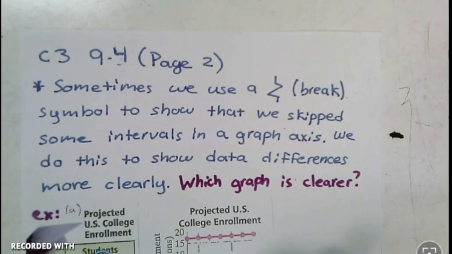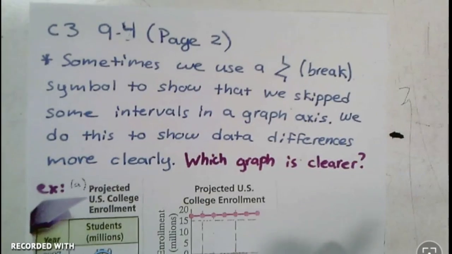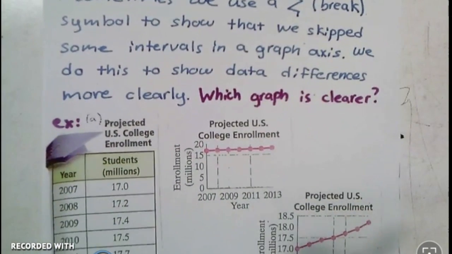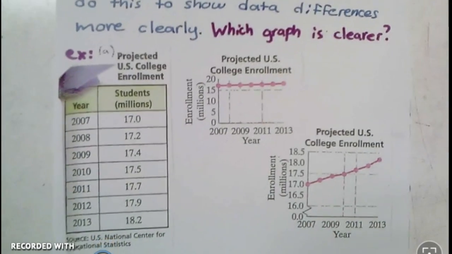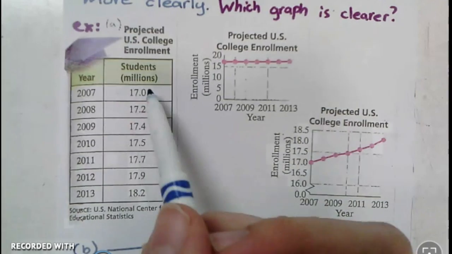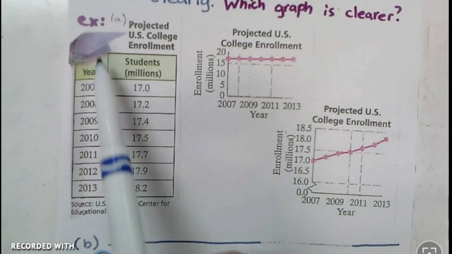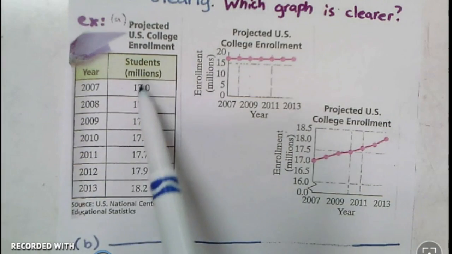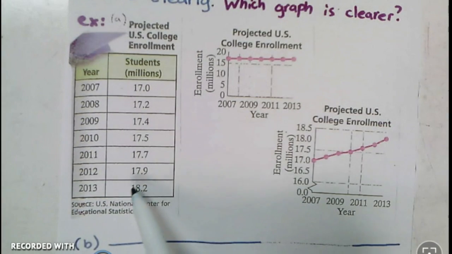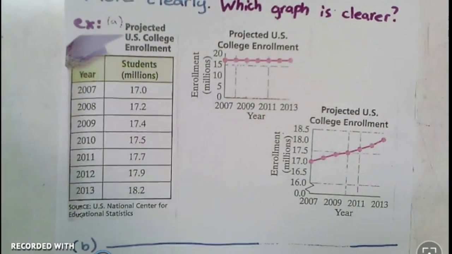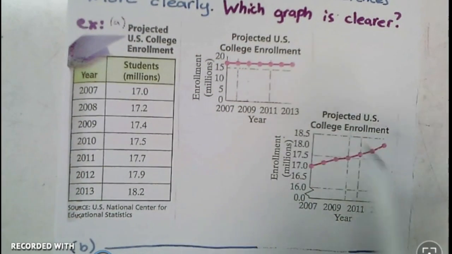Sometimes we use a break symbol to show that we skip some intervals in a graph axis. We do this to show data differences more clearly. Which graph is clearer? Okay, so here we have some information, right? We've got projected U.S. college enrollment, and here's our actual data. And then we have 2 different graphs that have shown it. So we want to know which one shows the differences more clearly.